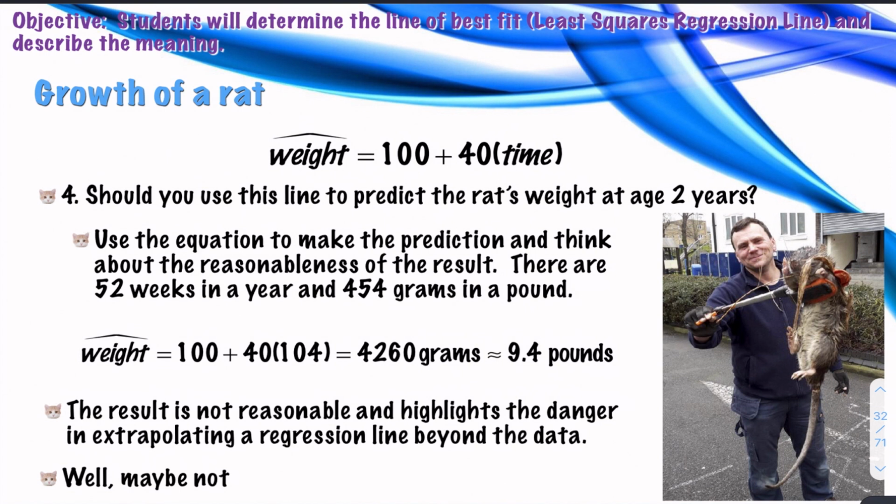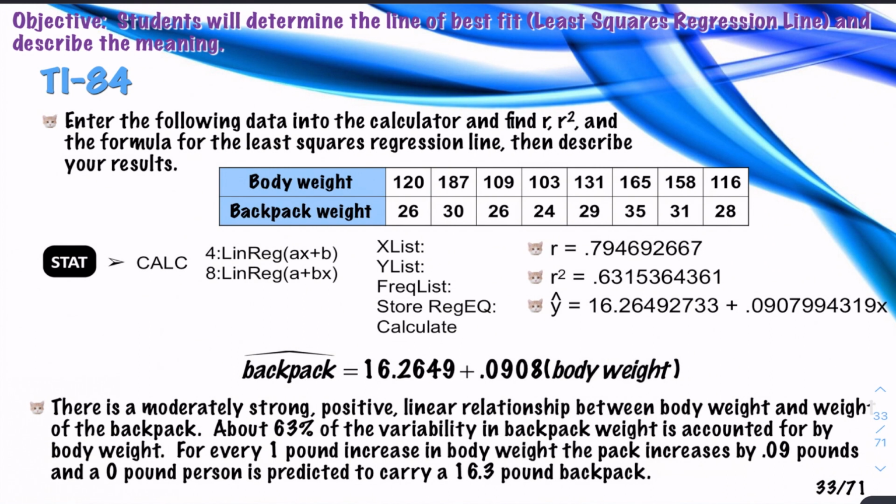So the result is not reasonable and highlights the danger in extrapolating a regression line beyond the data. And it's so tempting to be like, this will always be true, so I'm going to apply it forever. And that's just not the case. And I want you to think about Mr. Rat over here when you think about extrapolating past the model that we're given.